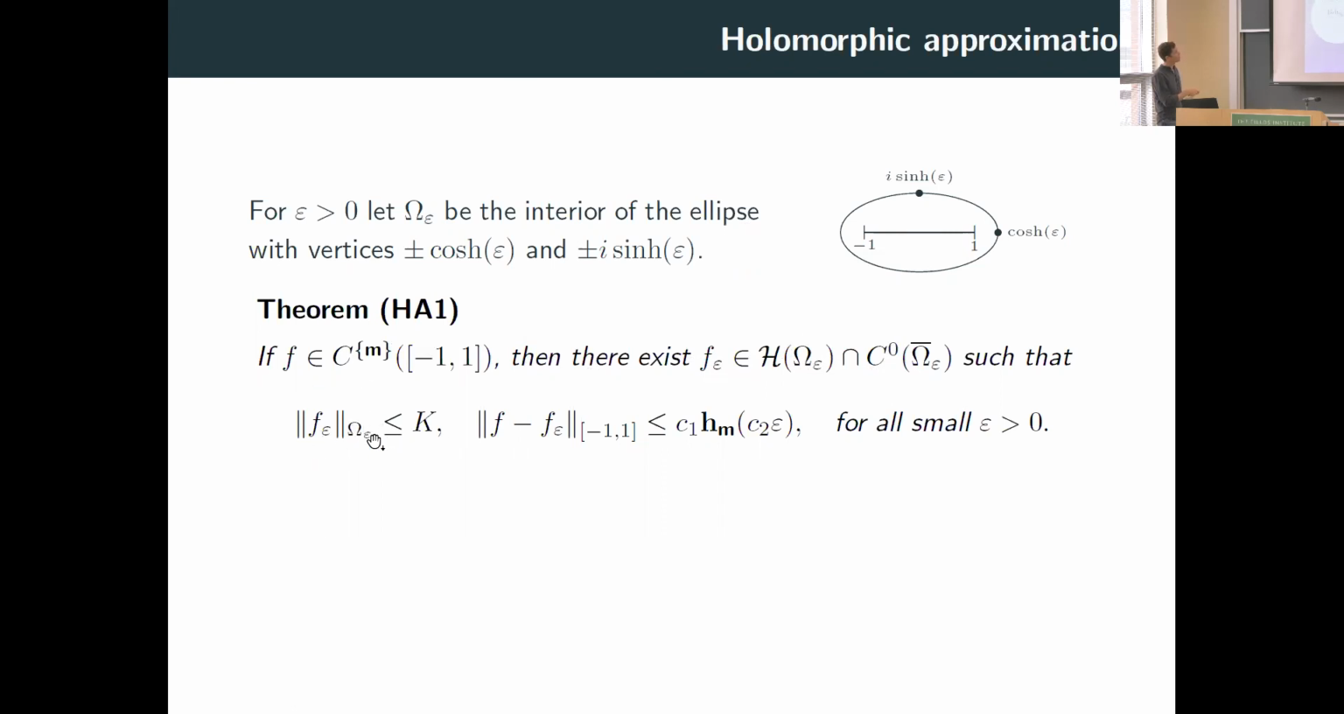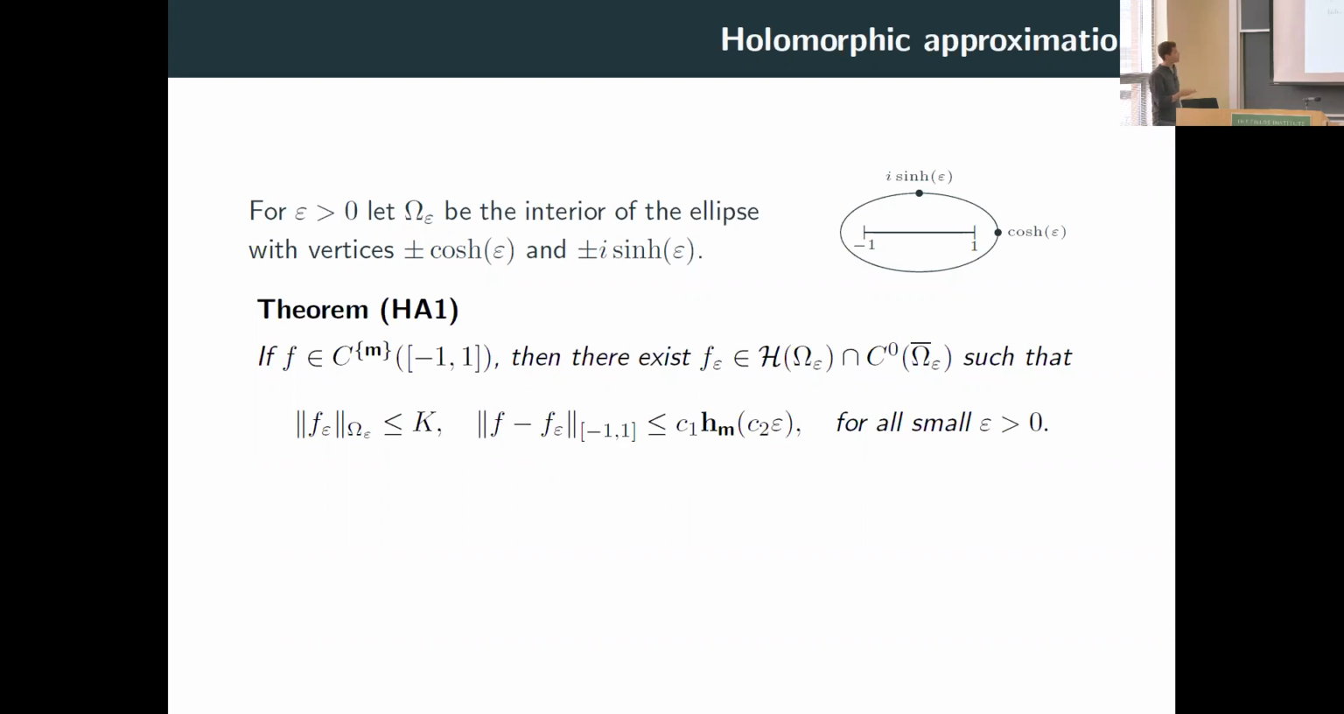So this is my notation for the sup norm of the function. It's uniformly bounded on the ellipse, and on the unit interval, it approximates the function f in terms of the h_M function, the associated function of my weight. Okay, and this is true for all small epsilon. So the constants C1 and C2 work for all epsilon, so they are uniform in this respect.